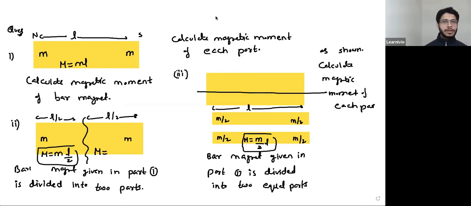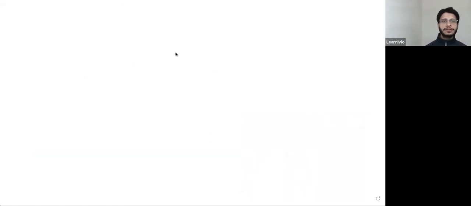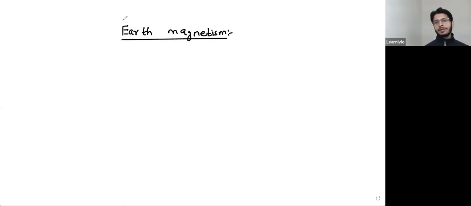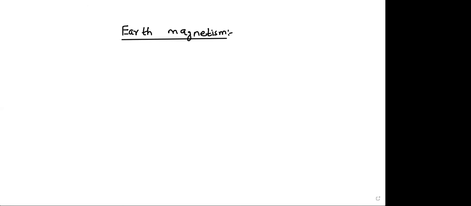Okay, so that's enough for a bar magnet. There is one more small topic in this chapter, and that is earth magnetism. After earth magnetism, chapter number 5 is finished, then we'll do chapter number 6. It's a very small topic. Basically, earth magnetism is a topic of geography, not physics. In your syllabus, just an introduction of earth magnetism is there.